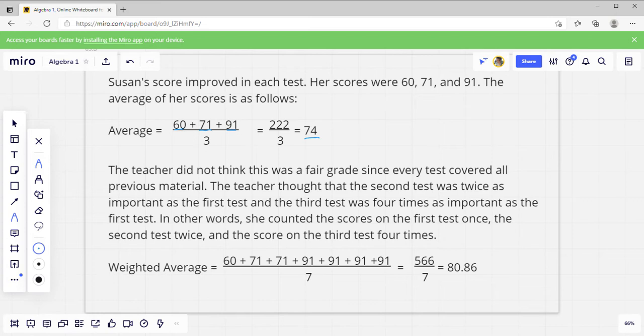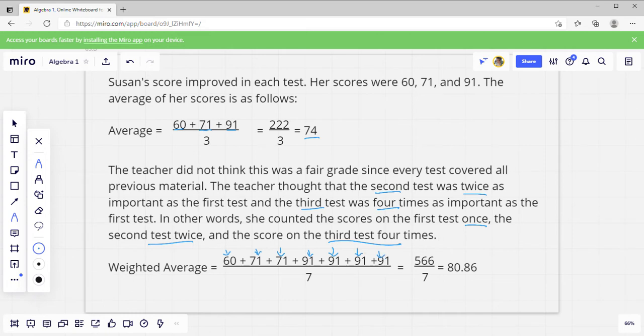The teacher did not think this was a fair grade since every test covered all the previous material. The teacher thought that the second test was twice as important as the first test, and the third test was 4 times as important as the first test. In other words, she counted the scores on the first test once, the second test twice, and the third test 4 times. So to find the weighted average, we're going to do first test was once, second test twice, so we put the 71 twice, and then the third test 4 times. 1, 2, 3, 4 times.